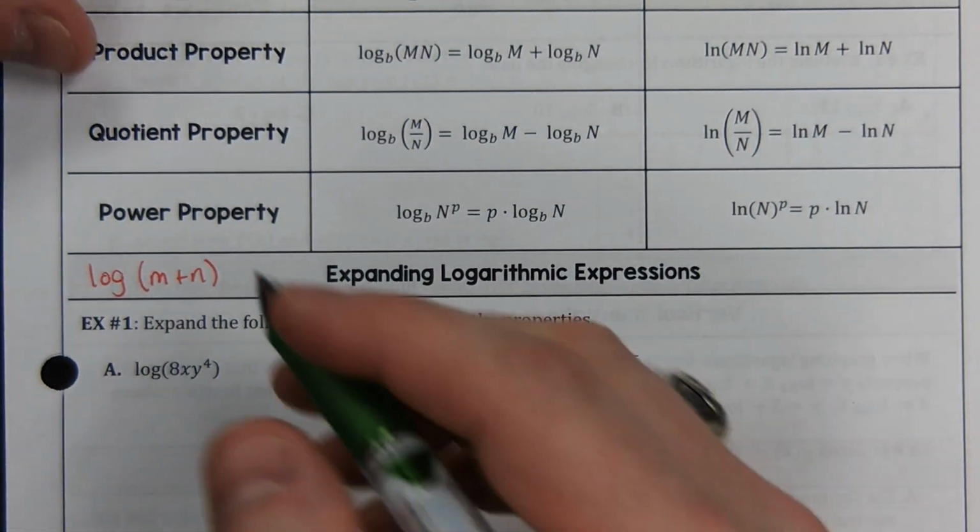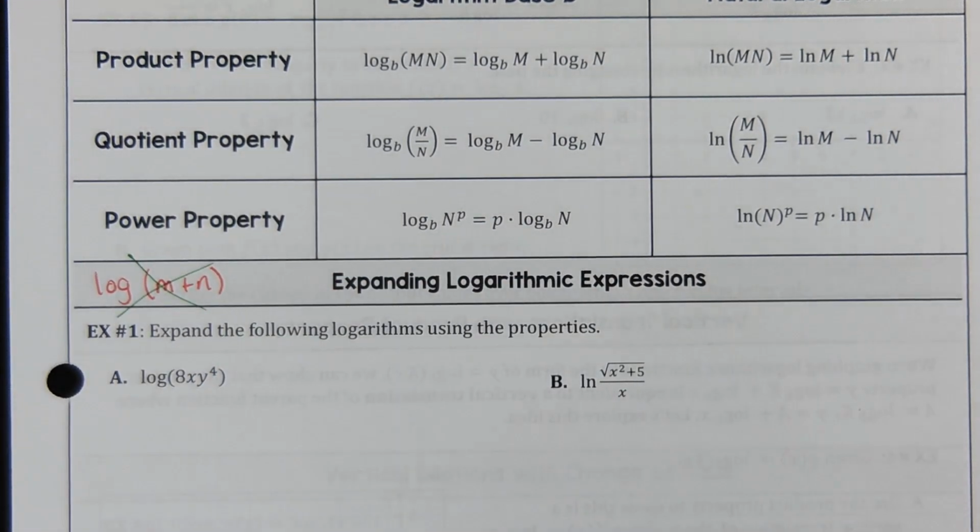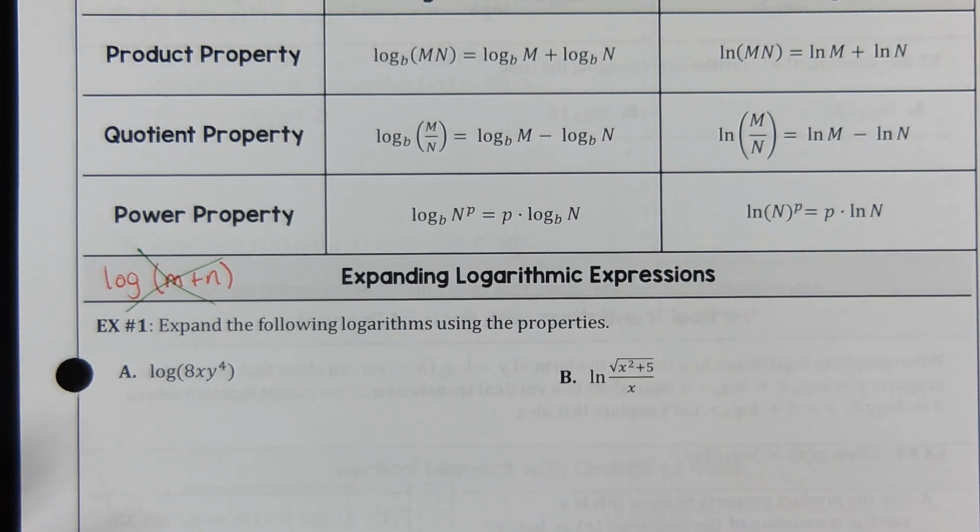Absolutely nothing. By the same token, if I'd put a minus sign in between those two, there's nothing you can do. Okay? Addition and subtraction in the argument cannot be manipulated in any way, shape, or form. It's a transformation of the graph, but it cannot be manipulated into separate logarithms.